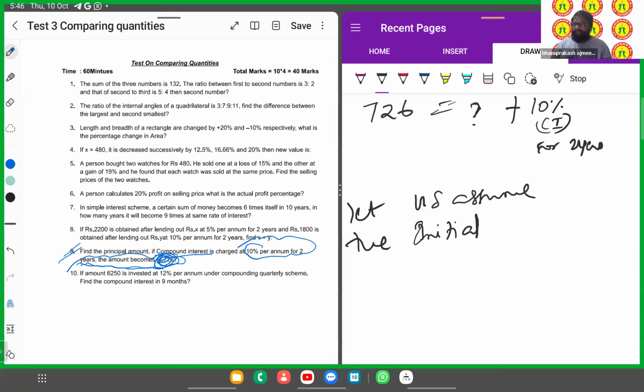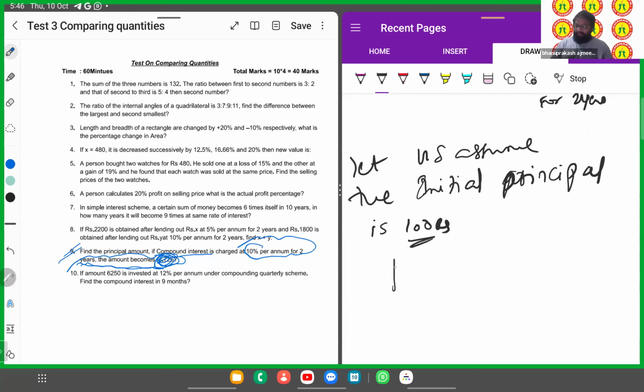Let us assume the initial principal is 100 rupees, just for mathematical calculation convenience. I am denoting the principal with P. P is equal to 100 rupees. In the first year, I apply 10% interest, as they said 10% per annum. 10% interest means 10 by 100 into 100, so overall the amount will be 110.